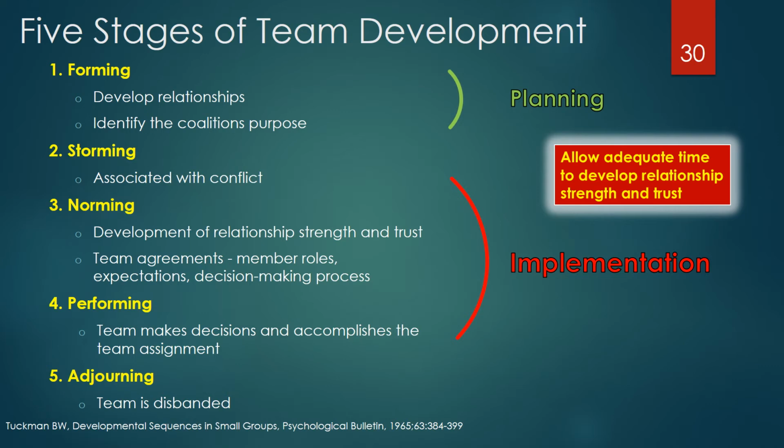Stage 2 is storming. Storming is frequently associated with enhanced conflict as members move beyond the politeness of the forming stage and try to influence team norms, roles, and procedures, often based on the cultural beliefs, values, institutions, and behaviors members bring with them. Stage 3 is norming and is associated with the development of relationship strength and trust, member cohesion, team agreements around member roles, expectations, and the team's decision-making process to accomplish the assignment or purpose of the group.